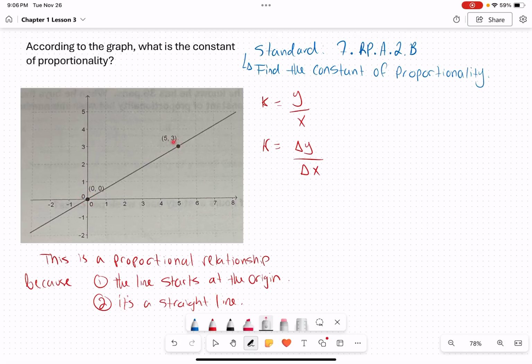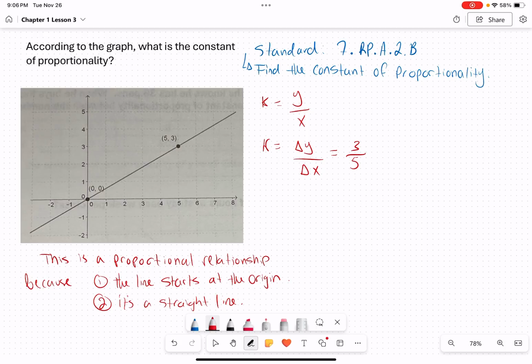So now let's find the vertical change, which is the change in y. All we have to do is count up to that point. So we go 1, 2, and then 3. So there are 3 spaces there. So the change in y is 3. Now we have to count to the point itself horizontally. So we stopped here, and all we need to do is count to the point. 1, 2, 3, 4, 5. So the horizontal change is 5, and that's how you find the constant of proportionality.